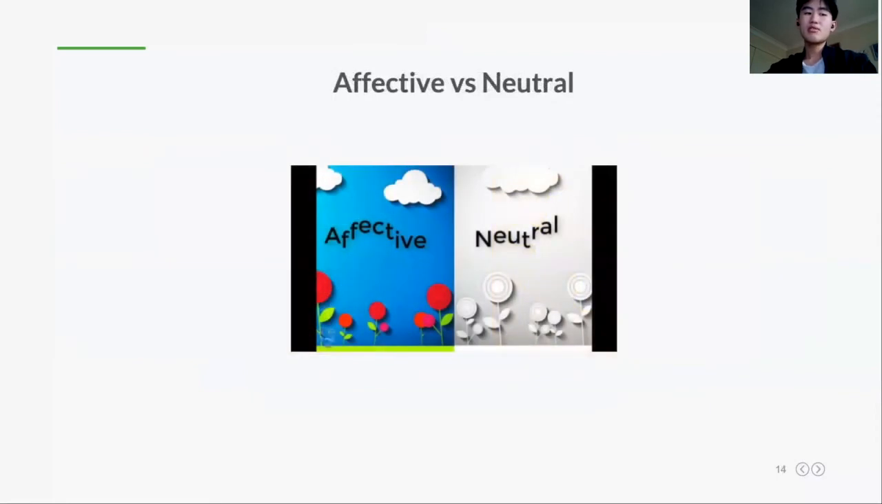The affective versus neutral dimension can be summarized by asking, do we show our emotions? Are you perhaps affective in the workplace and like to be more open? Or are you a neutral and rational person in the workplace and control your emotion when problems arise?